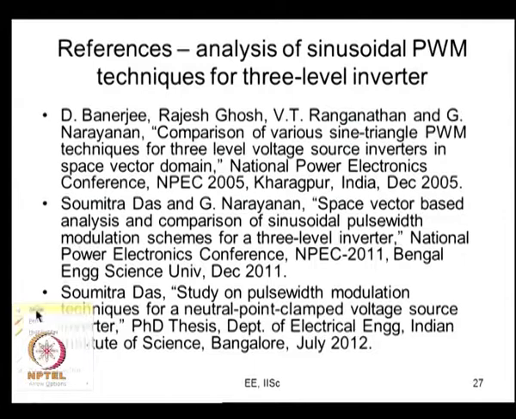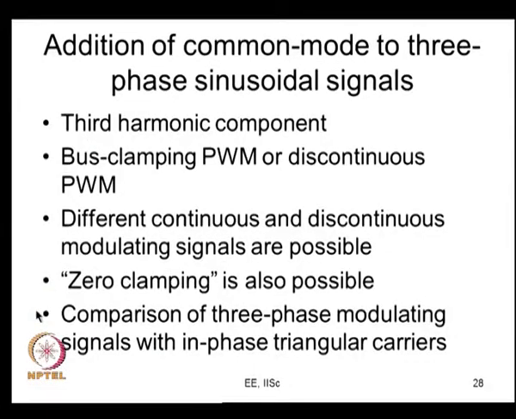And also look at some other triangle comparison methods and try to analyze them. So, as I mentioned, through 3-phase sinusoids you can add third harmonic component, and you can add suitable common mode components such that the phases would be clamped to one of the buses. So, you can have different continuous or discontinuous modulating signals as you have in 2 level, and in fact more possibilities are there. For example, here 0 clamping is possible, as I mentioned towards the end of the last lecture.